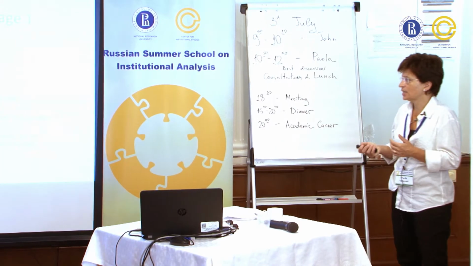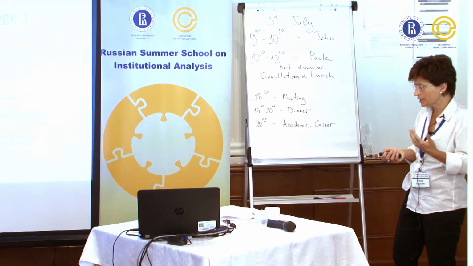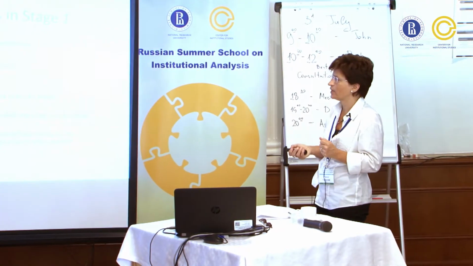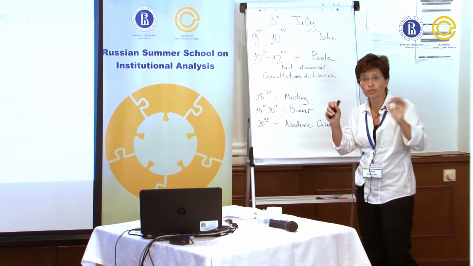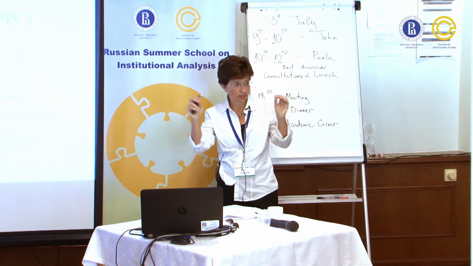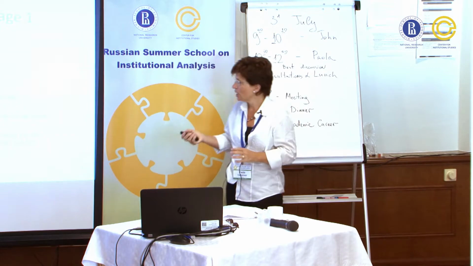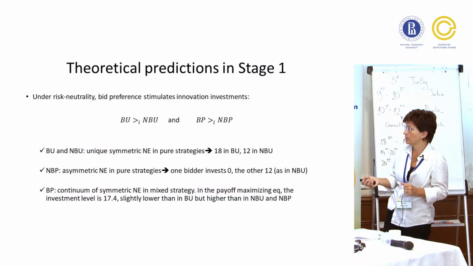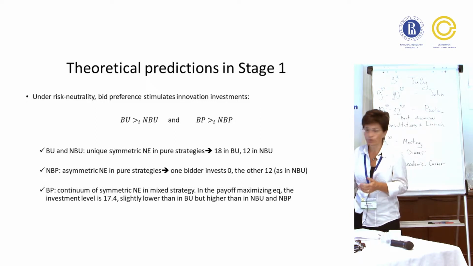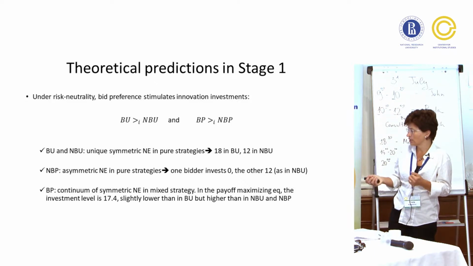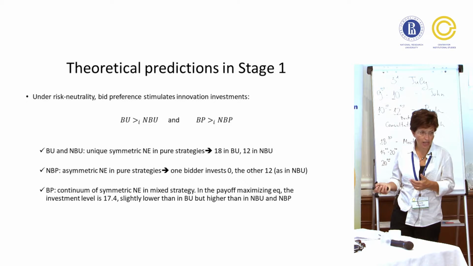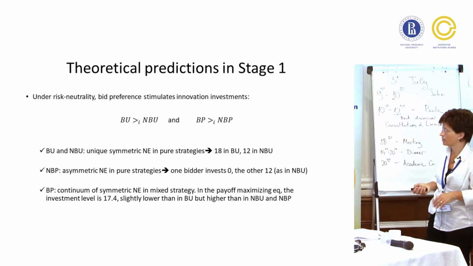You can see that in the treatment with the unsolicited proposal, we have a unique symmetric Nash equilibrium in pure strategies. Having simulated with all the numbers of our experiment, because they have to choose numbers, we can see that this unique symmetric Nash equilibrium in the unsolicited proposal with bonus is equal to 18, while in the same treatment without the bonus it is equal to 12. So the investment is higher in the presence of the bid preference.